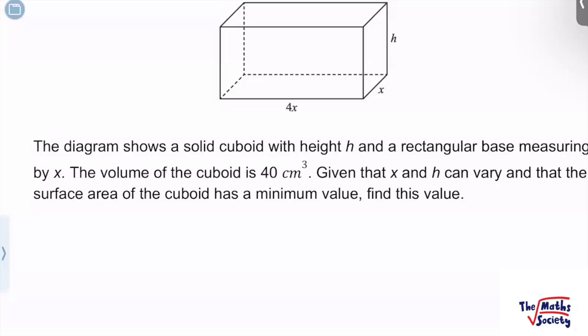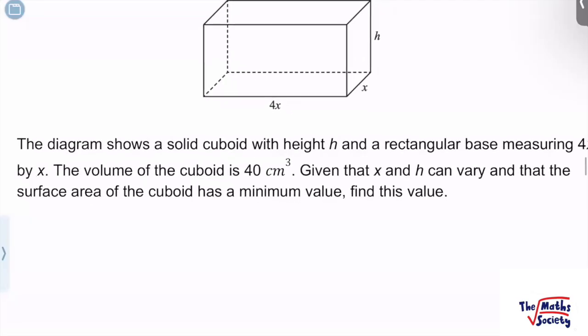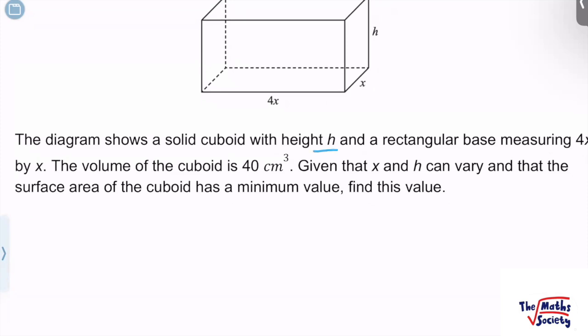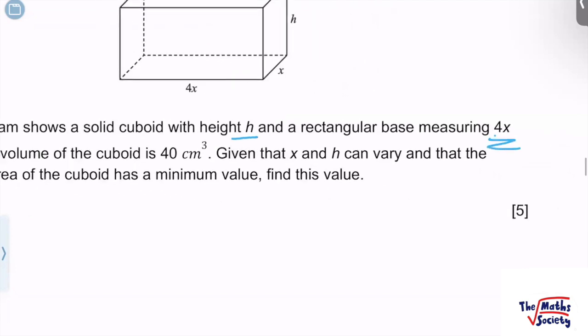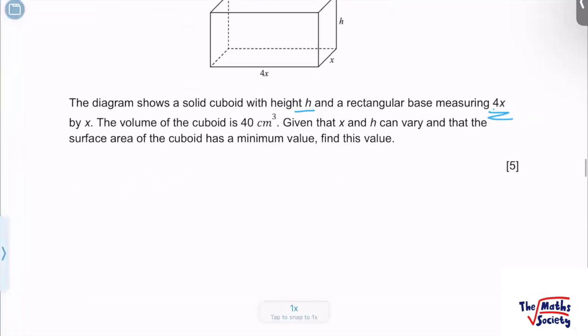Okay, so now moving on to question 6. The diagram shows a solid cuboid with height h and a rectangular base measuring 4x by x, and the volume of the cuboid is 40 cm³. So this gives us the volume as well. Given that x and h can vary and that the surface area of the cuboid is a minimum value, you need to find this value.